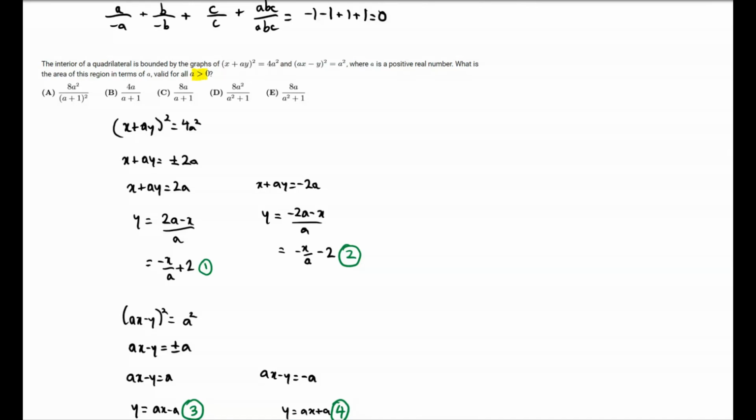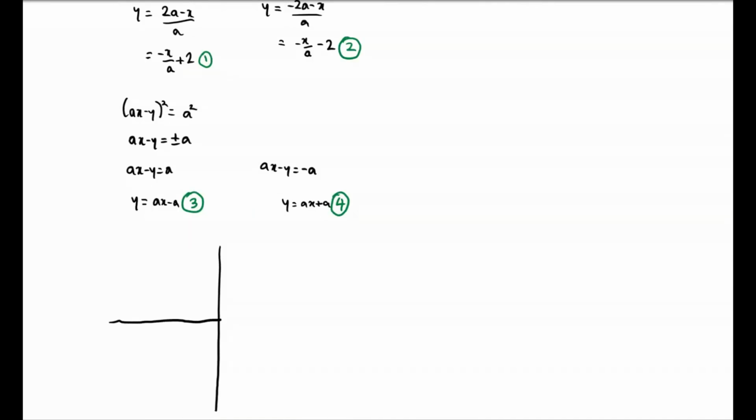So given that a is larger than 0, we can have a go at graphing these. So let's graph 1 and 2 to start with. Since a is positive, their gradient is going to be negative, and starting with 1, its y-intercept is going to be 2. So it's going to look something like this. And the graph of 2 will be parallel, but with a y-intercept at -2.